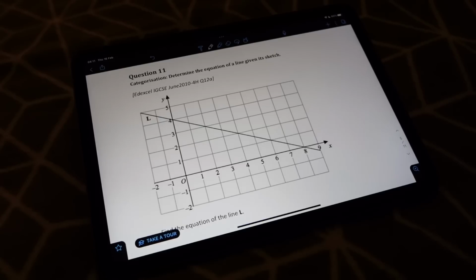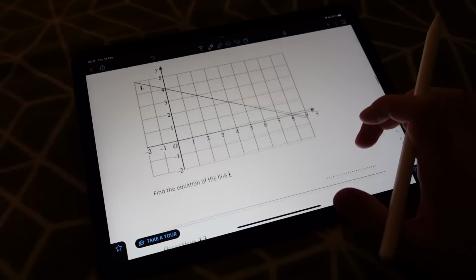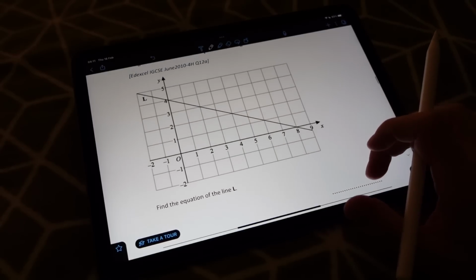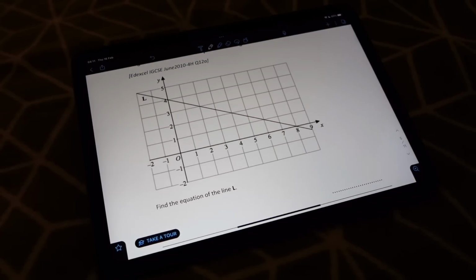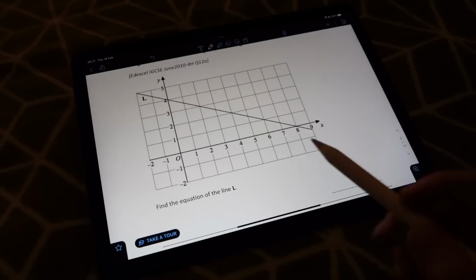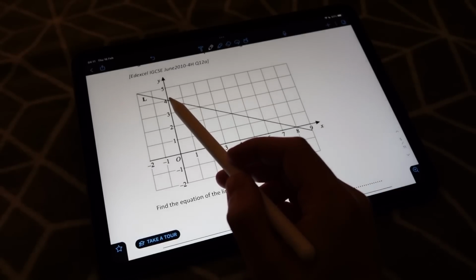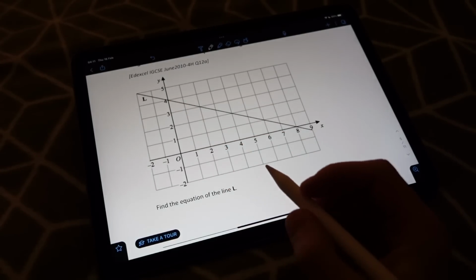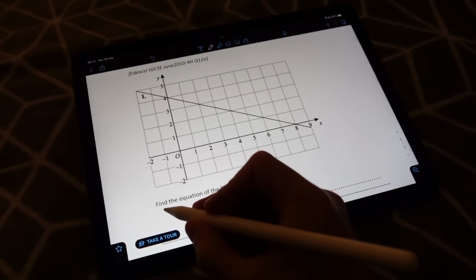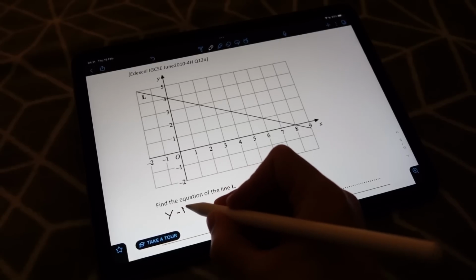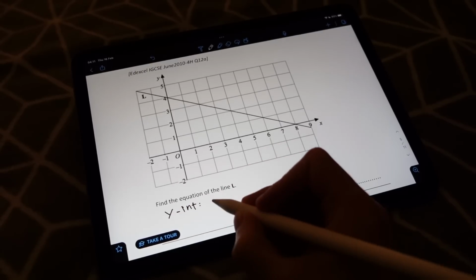Equation of a line given its sketch. So we have a line that's been sketched, and they've literally just told us, find the equation of the line. Okay, so I'm going to just state things from this line. The first thing I can state is that the y-axis intercept is positive 4. So y, I'm just going to write y int is 4.